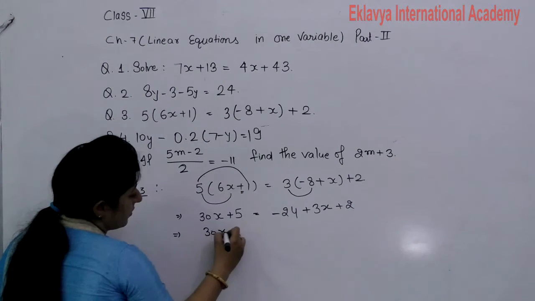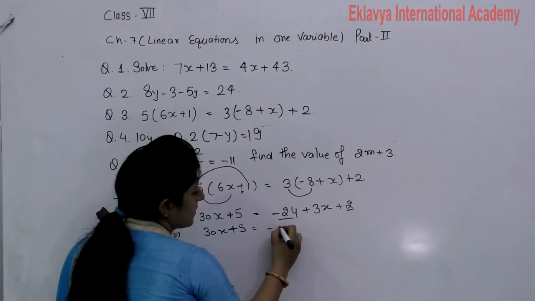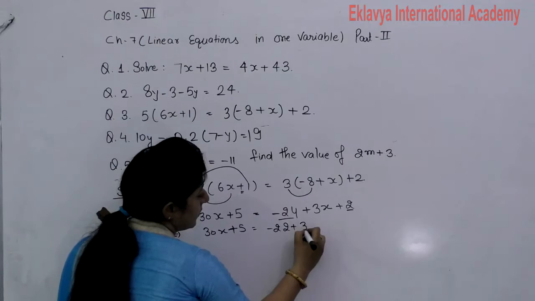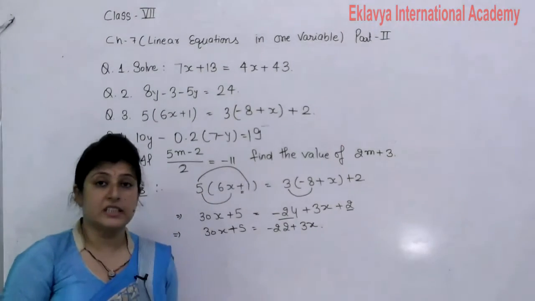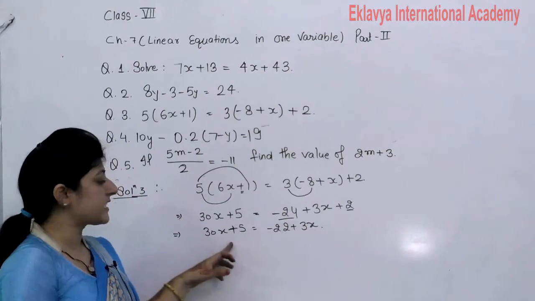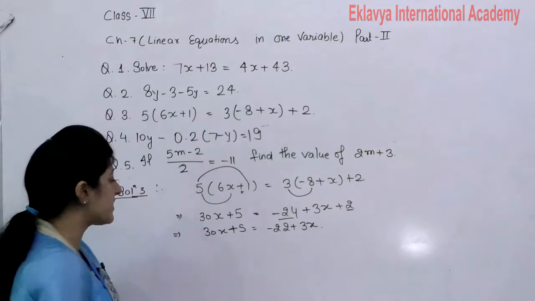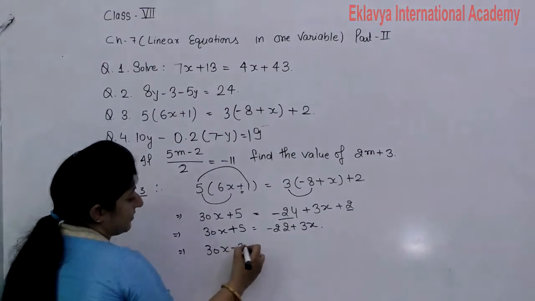Now firstly solve the like terms. Minus 24 plus 2, that is minus 22. Now the same thing, we will use the transposing method. 30x is greater than 3x, it means we will shift 3x here. This has the positive sign. When you change the side here, this will become negative.